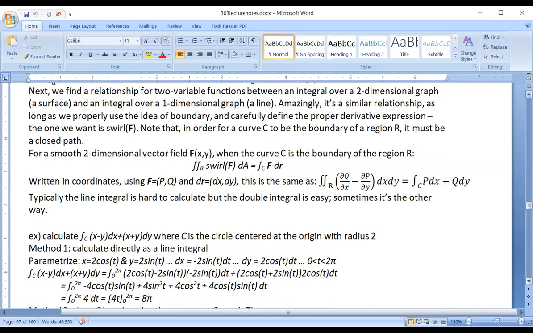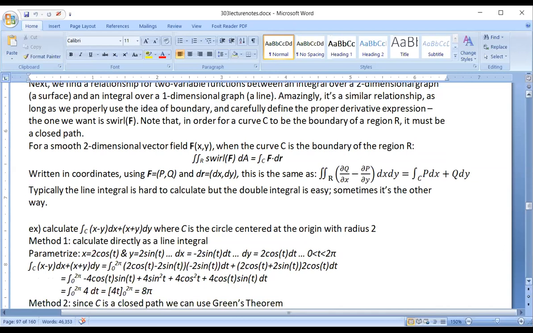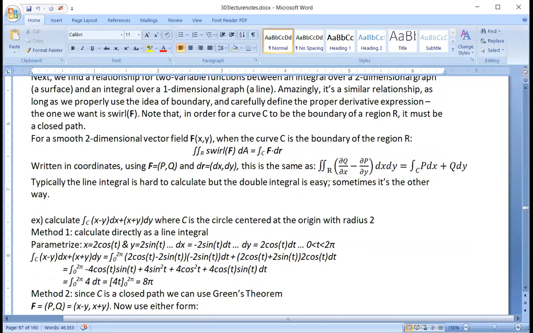Okay. But now let's use our new method, Green's theorem. Note that C is a closed path. It's a circle. Therefore, we can use Green's theorem. So let's take a look. Note that the vector field implied by this problem is P comma Q, which is x minus y comma x plus y. Now we can use Green's theorem either in the coordinate form or the coordinate-free form.